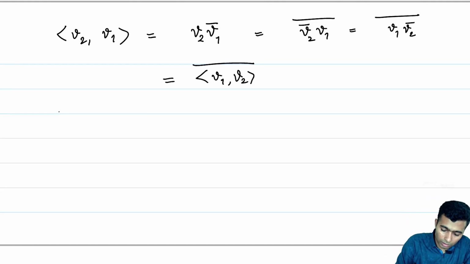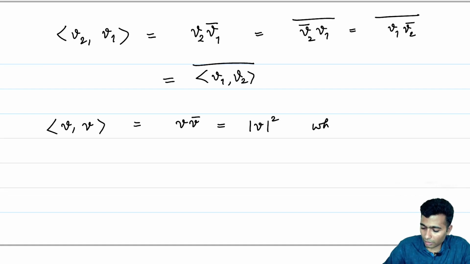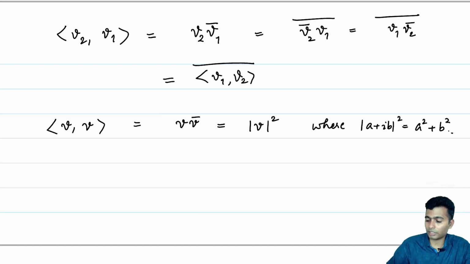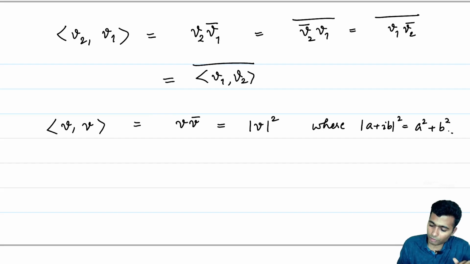And how about the inner product of V with itself? That is just going to be V times V bar, which you should go back and check is just going to be mod of V squared, the absolute value, where mod of a plus ib squared is equal to a squared plus b squared, which is a positive real number if one of a and b is not 0. If both are 0, then this is the 0 vector and this will be just 0. So yes, this is satisfying all the properties that we need.